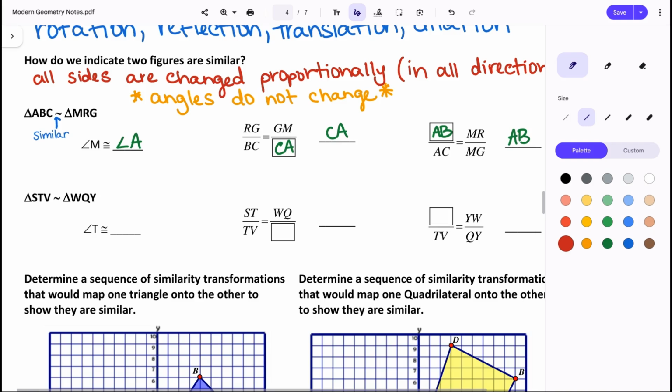Okay, what'd you guys say for your first blank? Angle T is congruent to? Good. The second one? QY, very good. And the third one? Good. All right, any questions on filling those in?